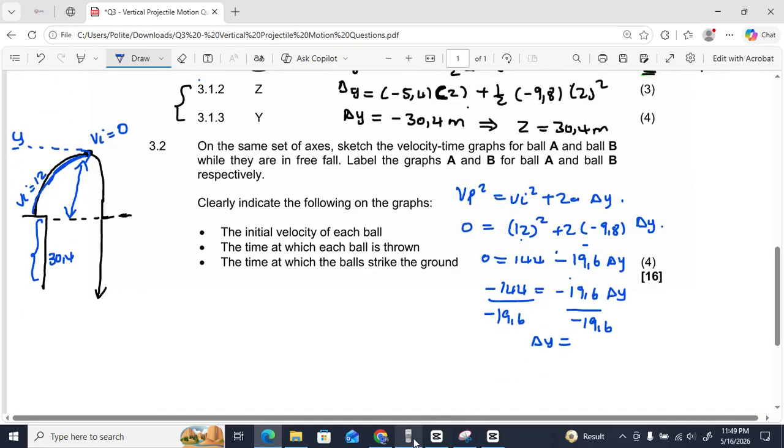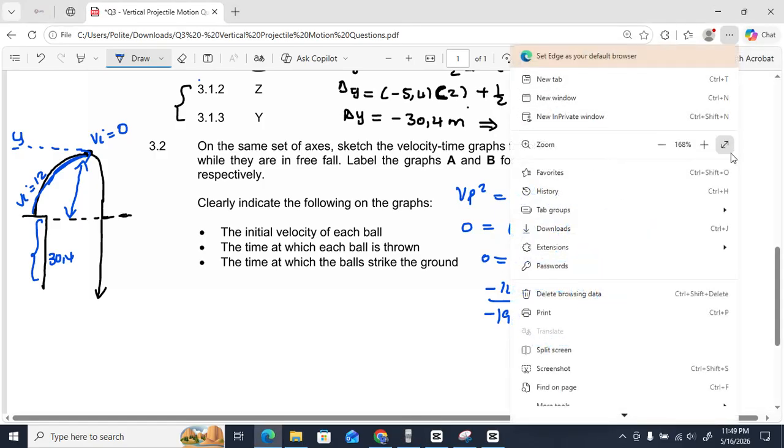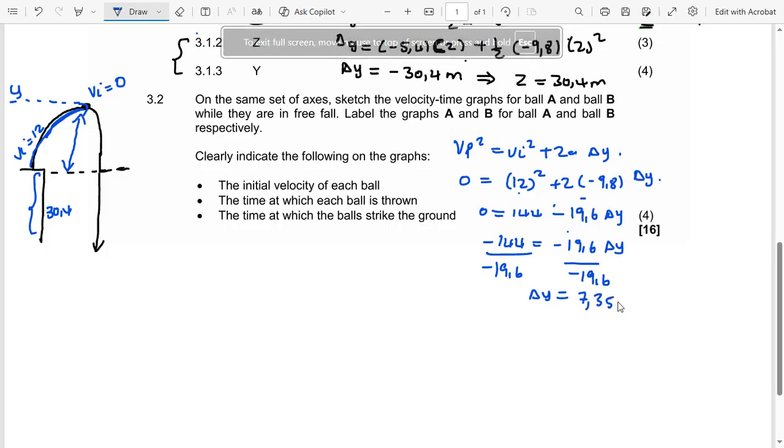You see? So I just have to say 144 divided by, I know that the negative will cancel, so I'll just say 144 divided by 19.6. What is my delta y? My delta y is 7.35. Guys, I'm very sorry about the calculator, but just write the number that you see there, which is 7.35 if we round it off to 2 decimal places. So this is the maximum height, 7.35 meters.